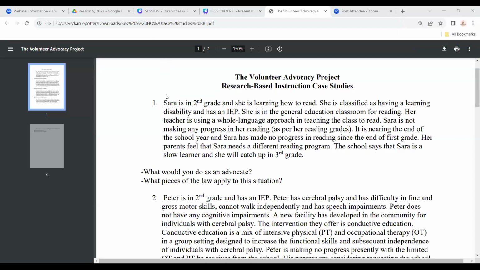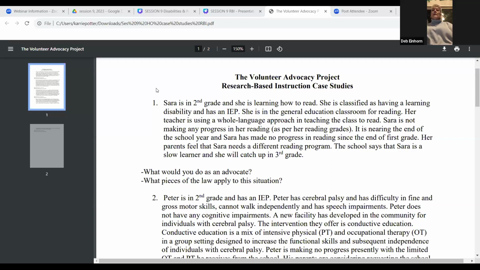Hi. I had four children, and one of them only could learn whole language. The other three learned phonetically. So I would, at the minimum, want them to try another methodology to teach her to read. I would want them to try another methodology besides whole language. I would want them to at least try phonetics or a specialized reading program.